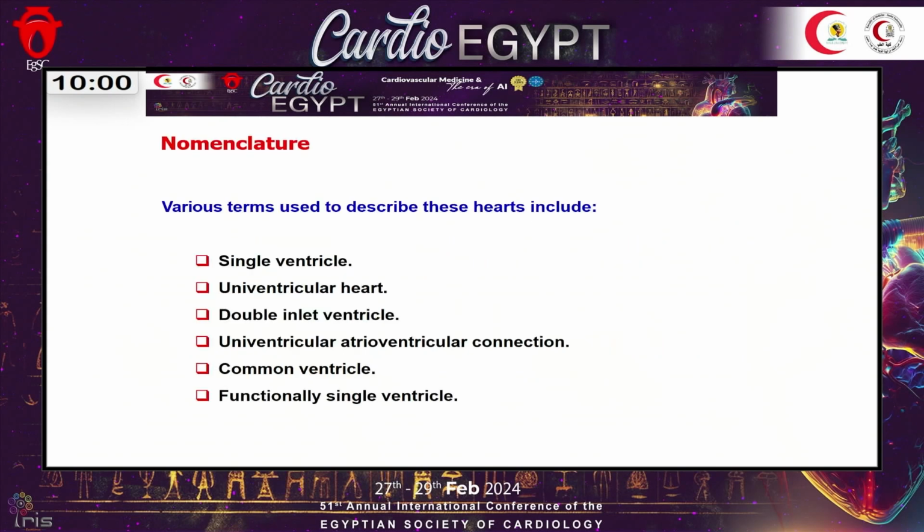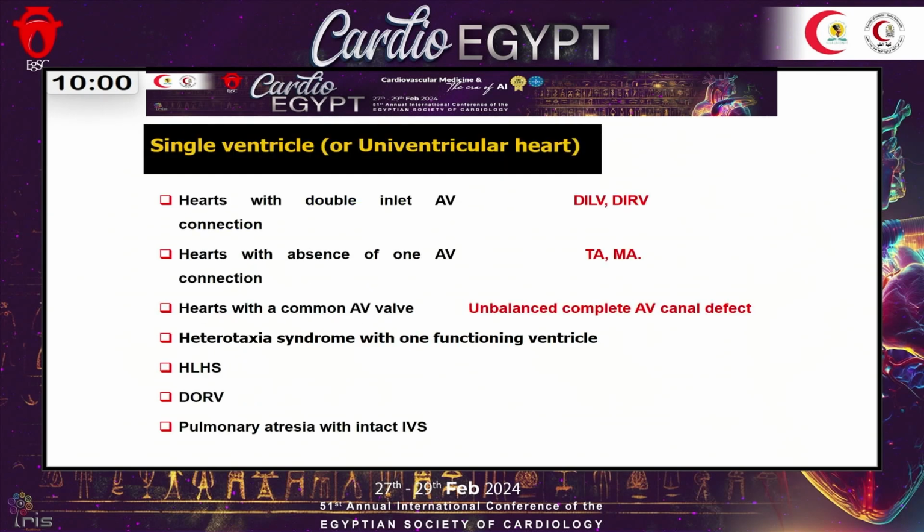There are many nomenclatures for single ventricle: univentricular heart, double inlet ventricle, univentricular atrioventricular connection, common ventricle, or functionally single ventricle. The most common one, which is usually called single ventricle, is the heart with double inlet AV connection, either double inlet left ventricle or double inlet right ventricle.